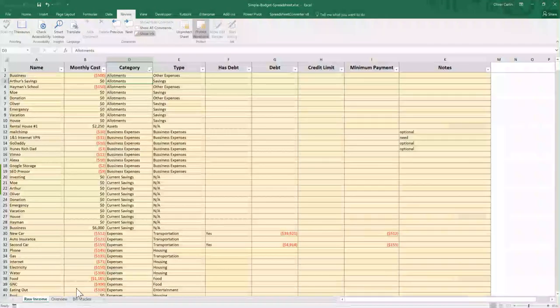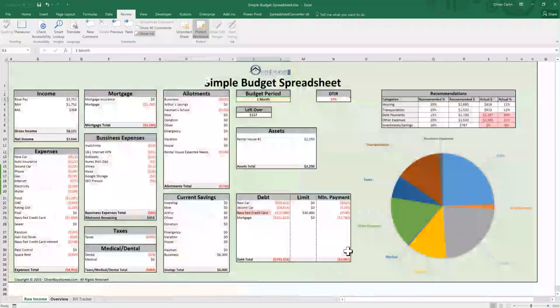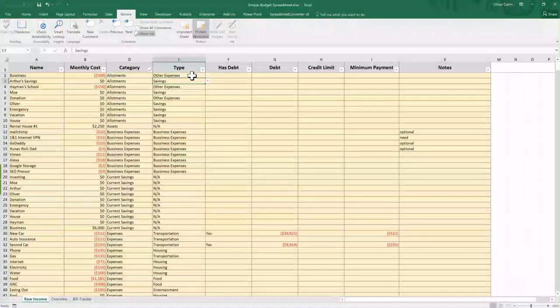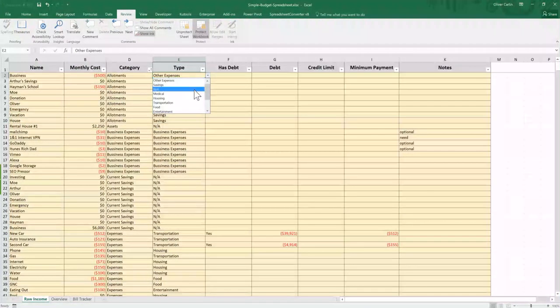Going back to raw income, we have our type. Type is basically going to be anything that's in the pie chart. So just think of type as your pie chart. These are just the different categories you can have on your pie chart. If it falls under NA, it won't show up on the pie chart. And if it shows under income, it won't show up on the pie chart.